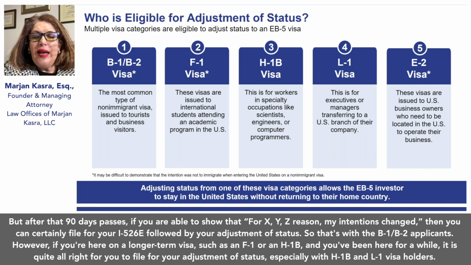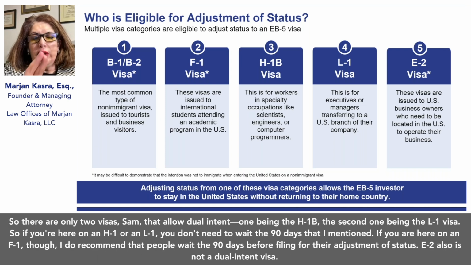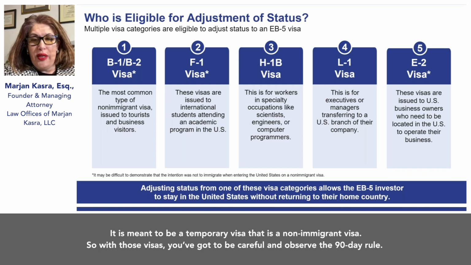Especially with H1B and L1 visa holders. So there are only two visas, Sam, that allow dual intent, one being the H1B, the second one being the L1 visa. So if you're here on an H1 or an L1, you don't need to wait the 90 days that I mentioned. If you're here on an F1, though, I do recommend that people wait the 90 days before filing for their adjustment of status. E2 also is not a dual intent visa. It is meant to be a temporary visa that is a non-immigrant visa. So with those visas, you've got to be careful and observe the 90-day rule.